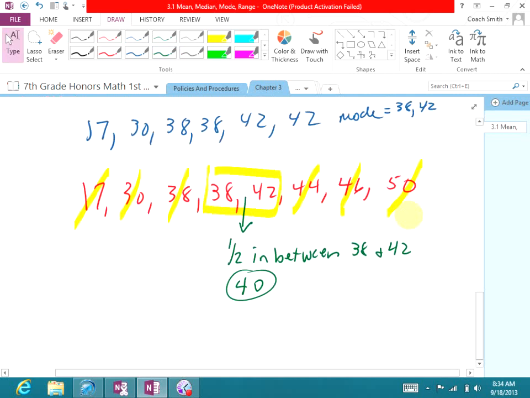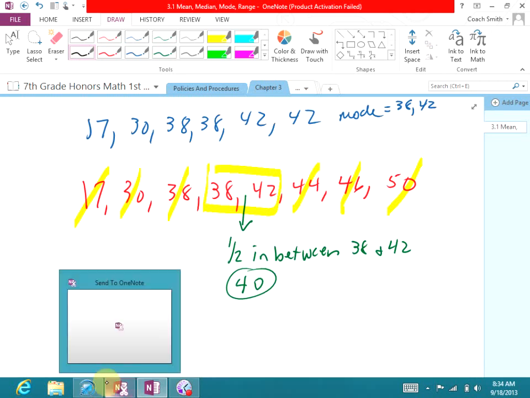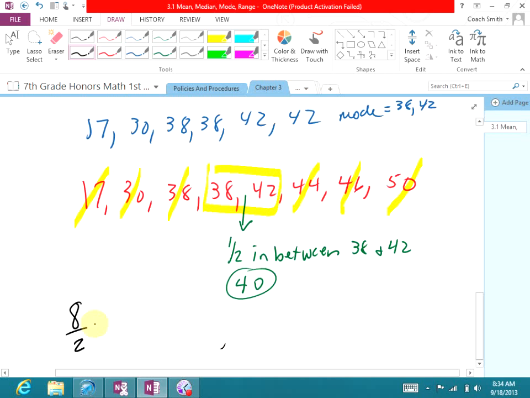Now, the easy way to do it without marking out the numbers: take the number of numbers that you have. For example here, I had 8 numbers. If you divide that by 2, that's 4. So if I go 1, 2, 3, 4, it's the 4th and 5th number because that's even. So it's 4 and 5.